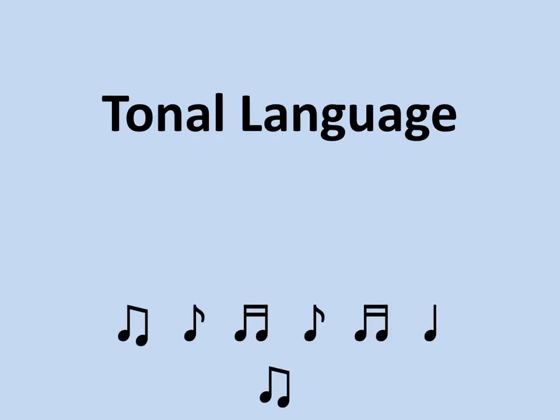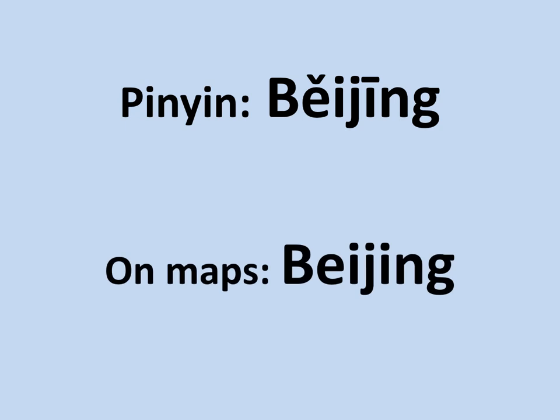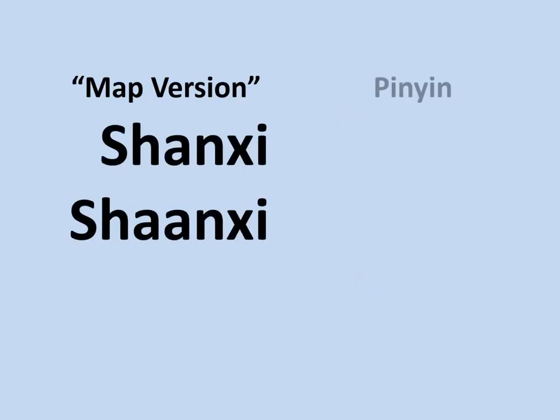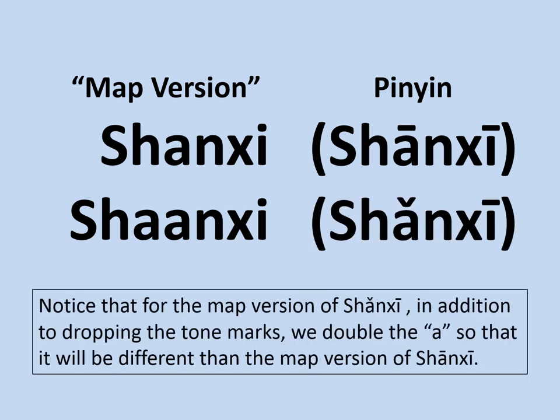Chinese is a tonal language, and written Pinyin normally includes four different tone marks over vowels. Look at the Pinyin spelling of the capital city. Those tone marks help indicate the tone of each syllable. In English language books, maps, and tourist brochures, we drop the special tone marks. Let's re-examine the names of two provinces. Shanxi, Shaanxi. This is very difficult. There is a very subtle difference in the tone of the first syllable.